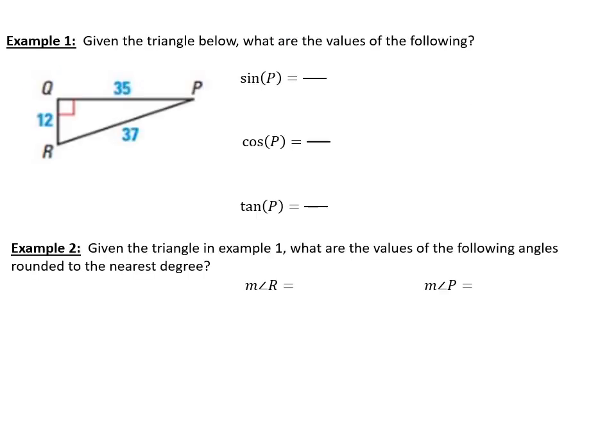Now, first couple examples, given the triangle below, what are the values of the following? Well, we want to find sine of P, cosine of P, and tangent of P. Well, remember our SOHCAHTOA. Sine is opposite over hypotenuse. Well, let's see. There's P. The side opposite it is 12. The hypotenuse is 37.